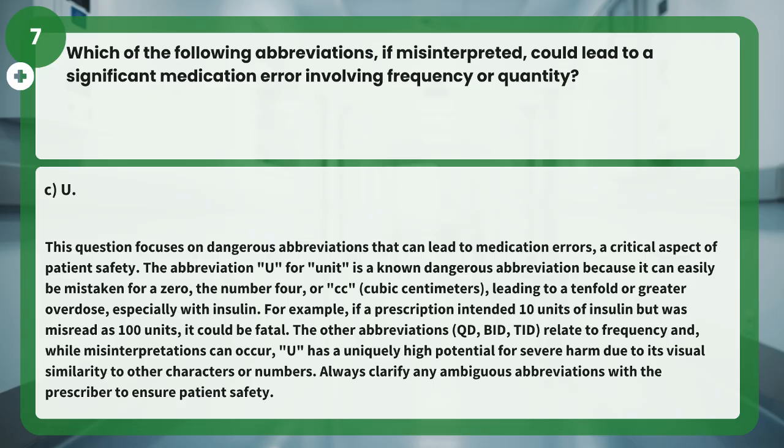The other abbreviations, QD, BID, TID, relate to frequency, and while misinterpretations can occur, U has a uniquely high potential for severe harm due to its visual similarity to other characters or numbers. Always clarify any ambiguous abbreviations with the prescriber to ensure patient safety.